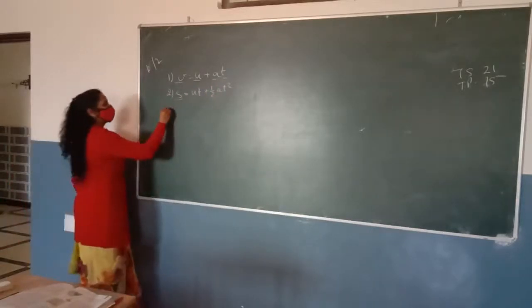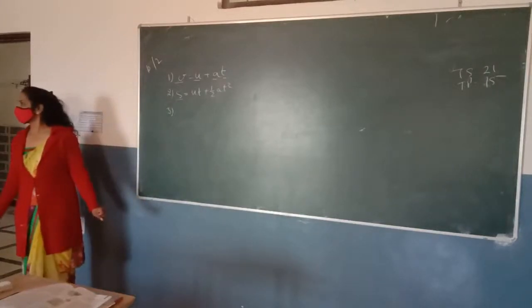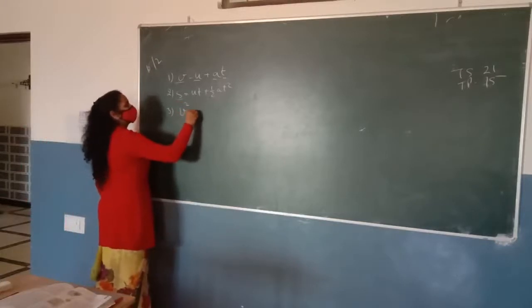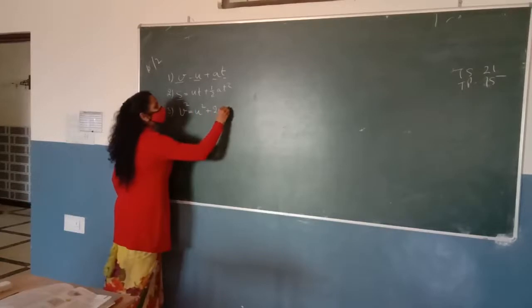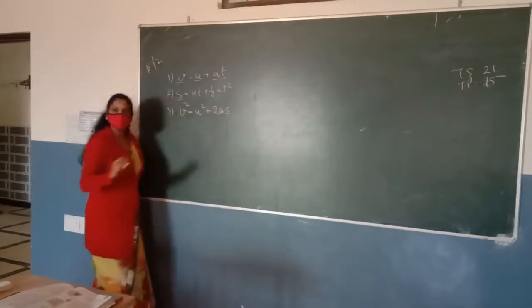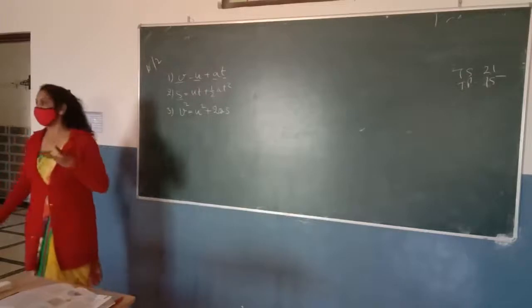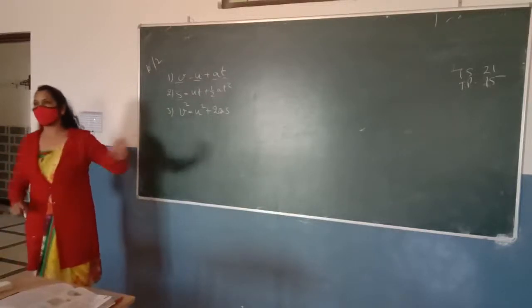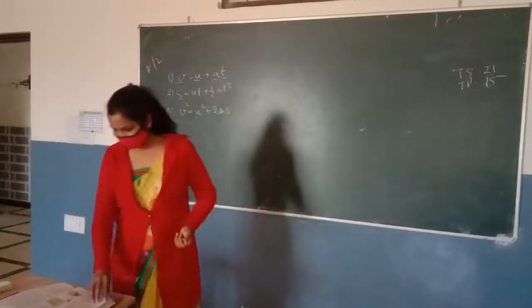And what is the third equation of motion? Yes, Apeksha. v square is equal to u square plus 2as. So we have these three equations of motion which we can use in any numericals. These equations of motion are also used in all the four chapters, first, second, third and fourth. So we should be very clear about these equations of motion. Now let's talk about some numericals.